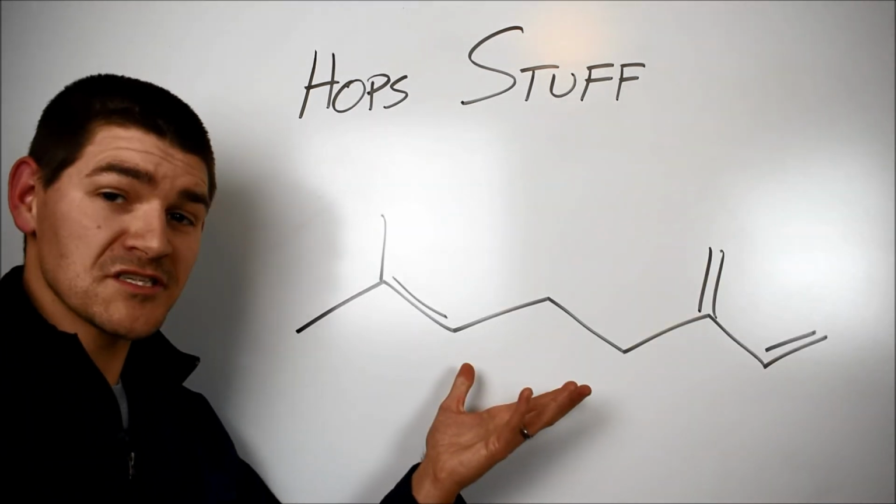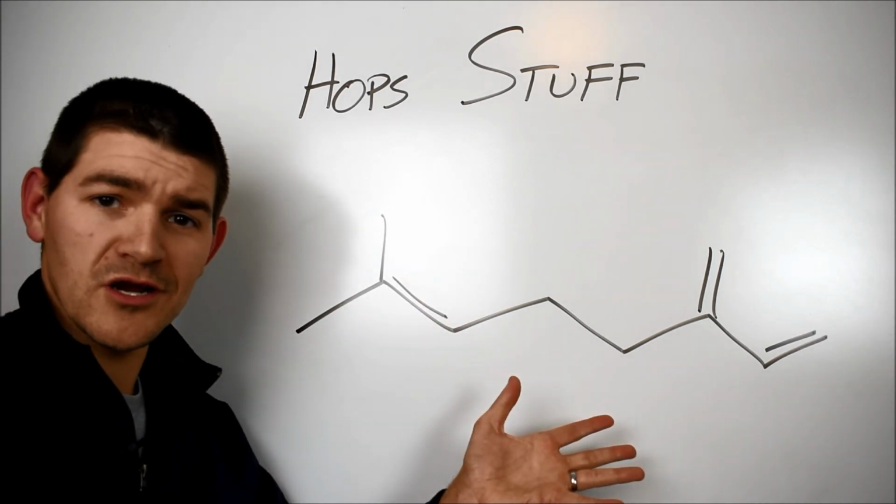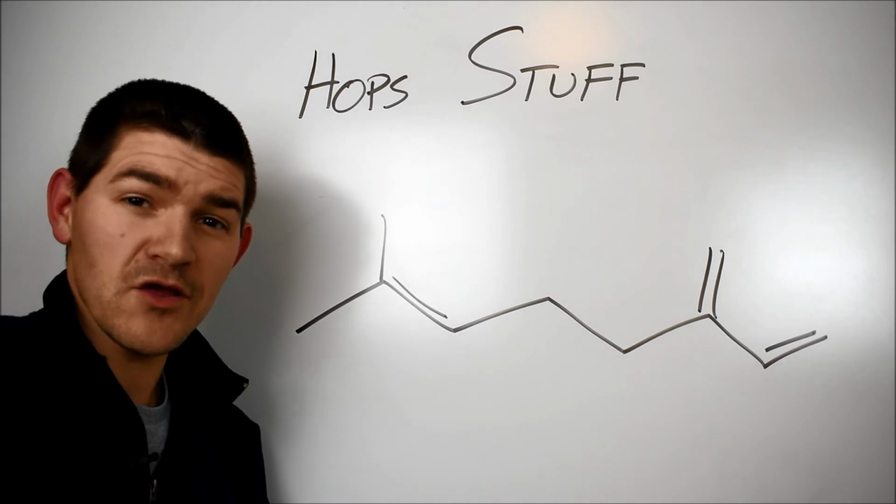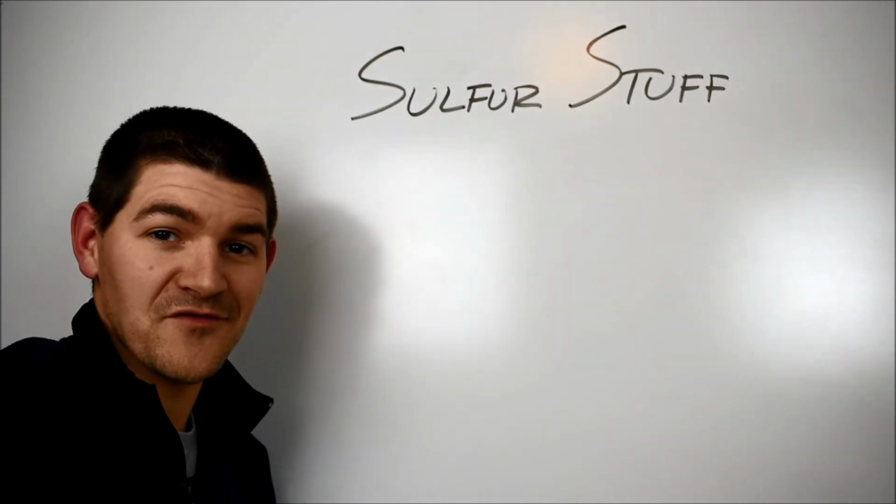Finally, we have myrcene, this also isoprene looking structure here. This has a particularly pungent hoppy aroma, kind of like humulene. We're in the home stretch, folks, I promise.